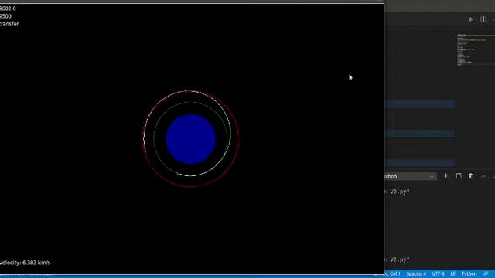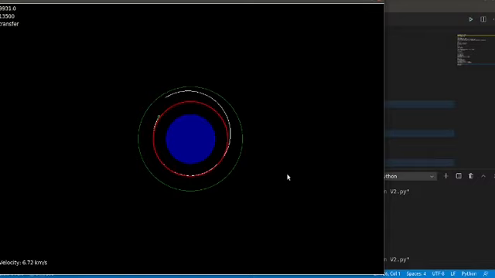Anyway, that's all you need to know about Hohmann transfers. If you want to know how this particular program works, there is a follow-up or perhaps sister video I will be uploading alongside this that breaks down exactly how this works.